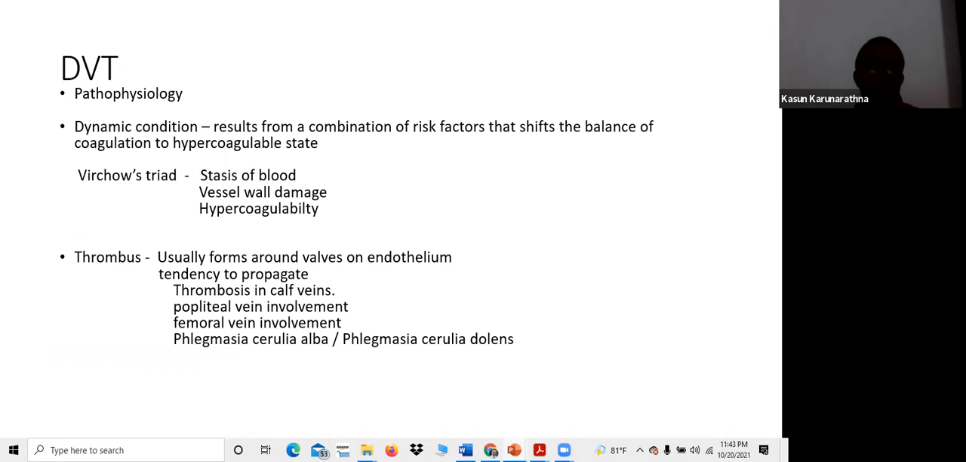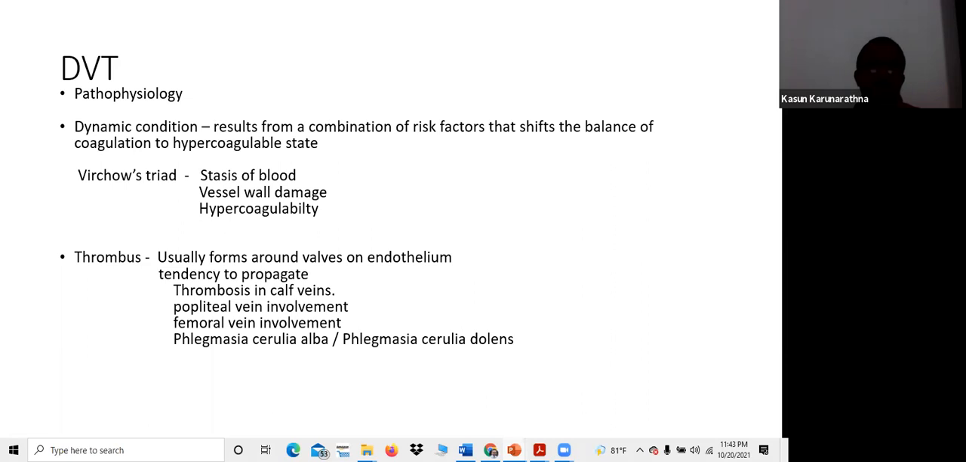Pathophysiology: it's a dynamic condition resulting from a combination of risk factors that shifts the balance of coagulation to a hypercoagulable state. As you know, venous stasis, endothelial injury, and hypercoagulability contribute to DVT. The venous thrombus usually forms around the valves on the endothelium, and there's a tendency to propagate.